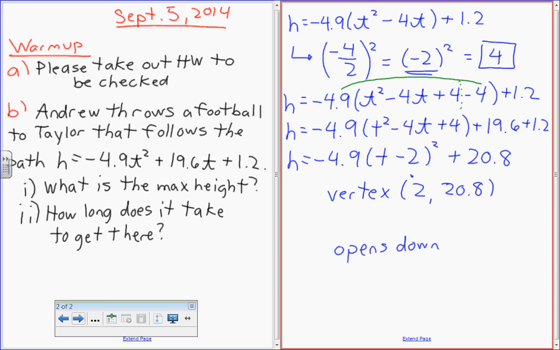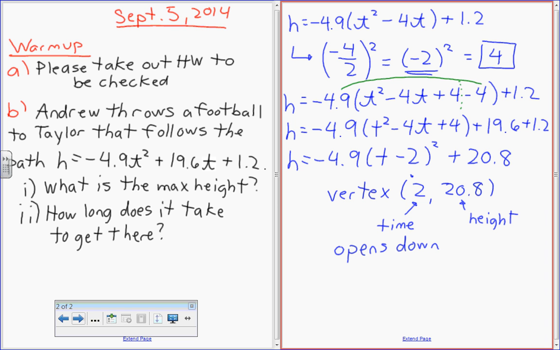All right, Colton. We have two things. We have a 2 and a 20.8. Which one of those variables is height and which one of those variables is time? Time is -2. Okay. So just going to make that your height.